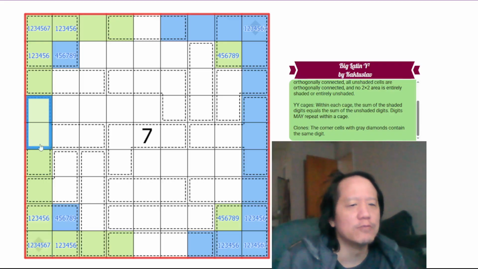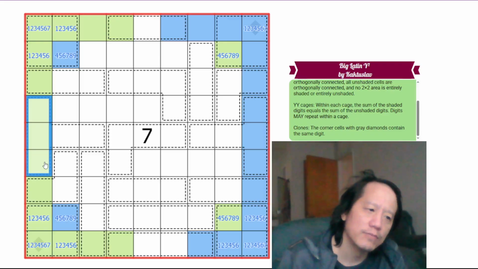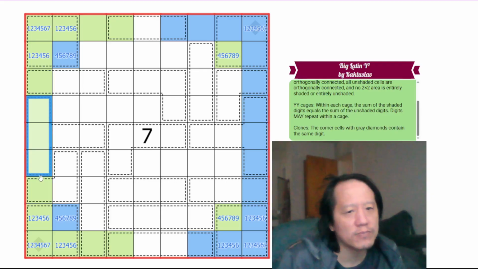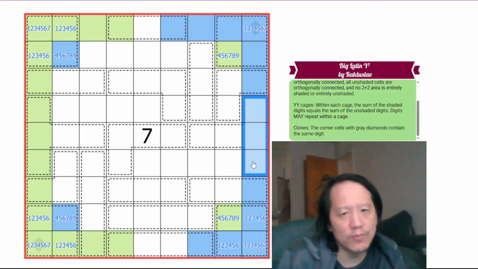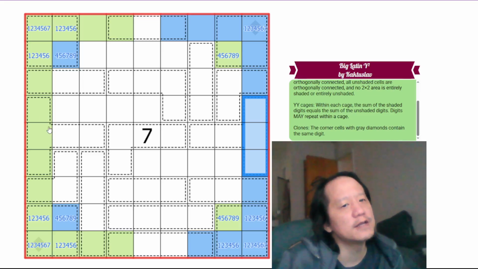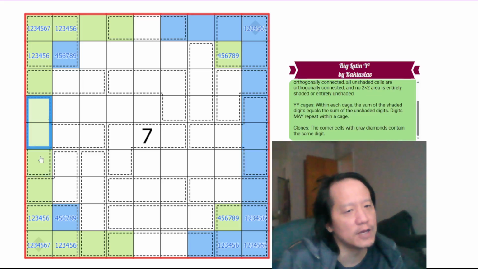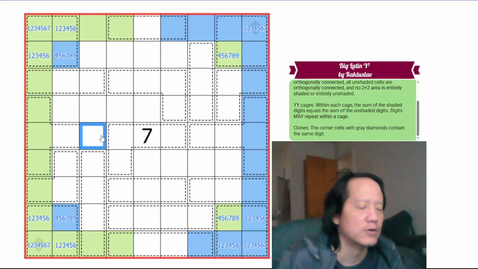So that's interesting. What happens if these are essentially the digits 1 through 7? If that's the case, these have to be 8 and 9. Same with this, right? So the question is, can it ever be 4 greens and a blue here? Or 4 blues and a green here? I think the answer is no.